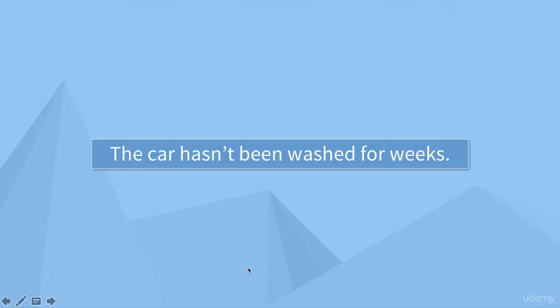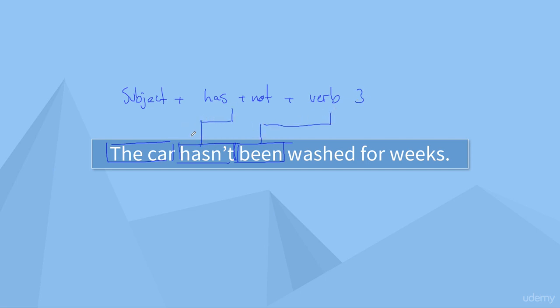Next sentence, the car hasn't been washed for weeks. Same again. Subject is the car. This one is has not, or hasn't. And here we're using been for verb 3. The car hasn't been washed for weeks.